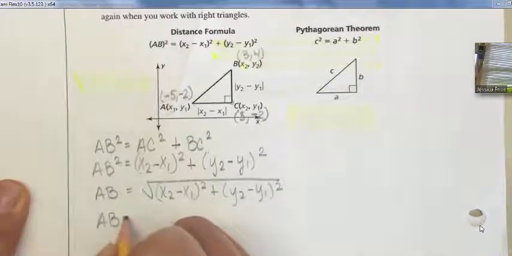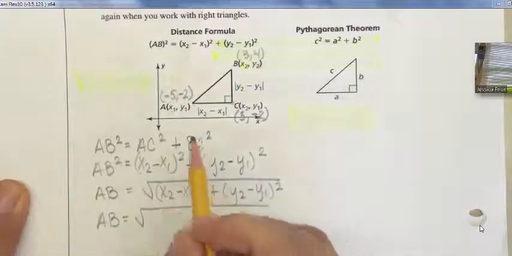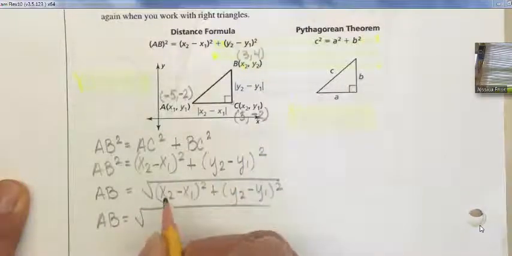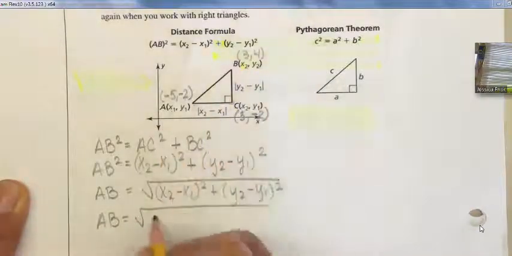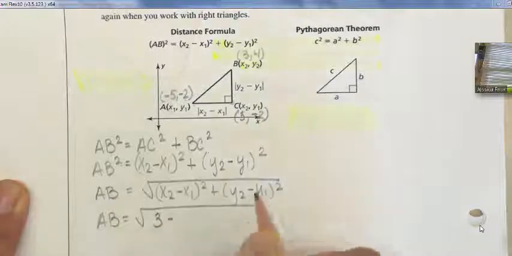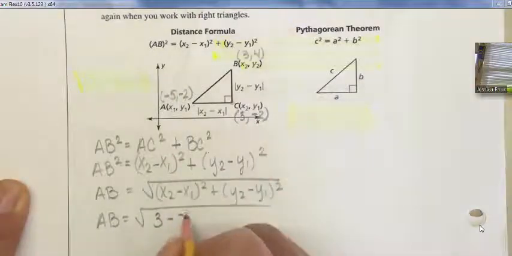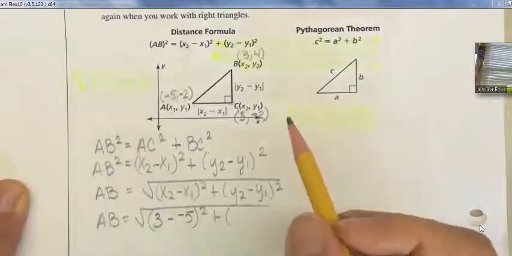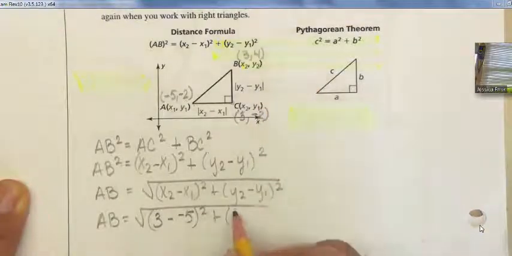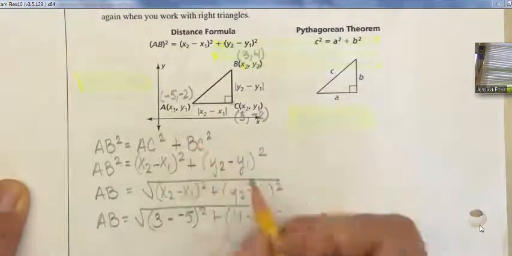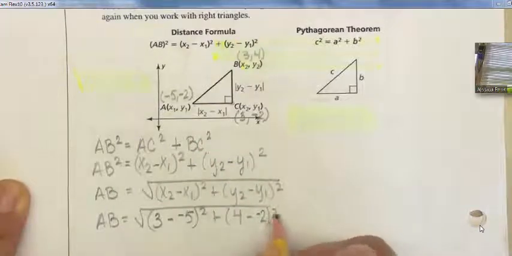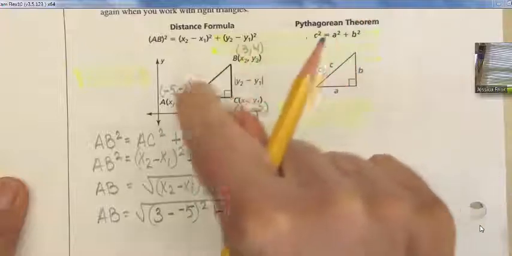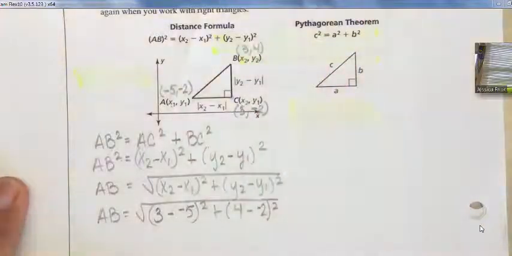All right, so we get AB is equal to, well, x2 was 3. Actually, it doesn't matter where you look here. x2 is 3 minus x1, which is negative 5. That should look really familiar. Squared plus, and the y2 is 4 minus the y1, which is negative 2, squared. Again, I just transposed these from the front exploration that we did. I just grabbed those same exact points.